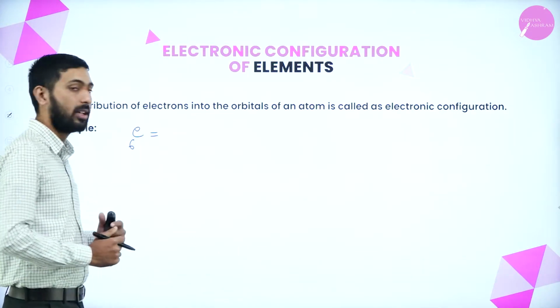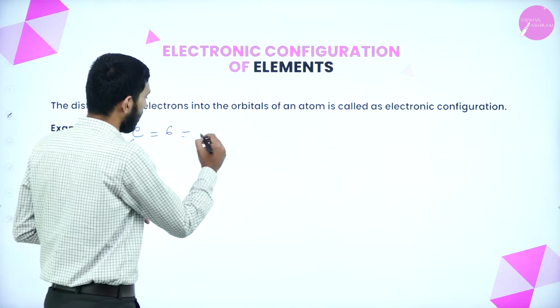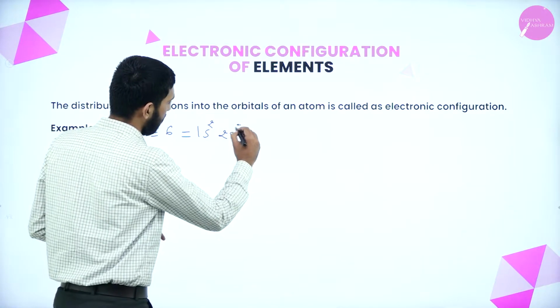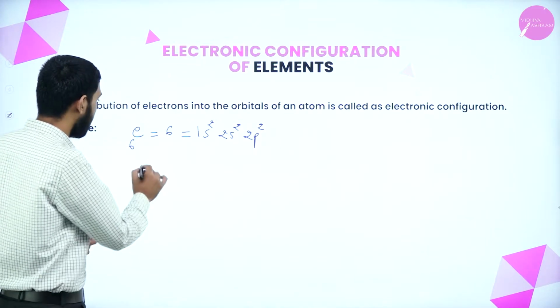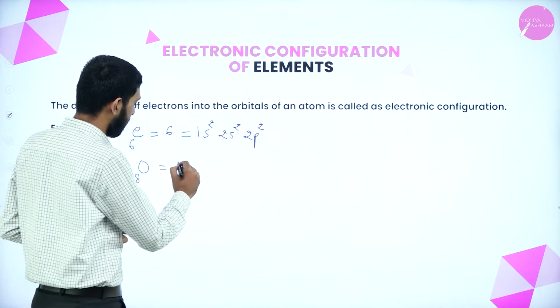Now let us study here. Carbon, its atomic number is how much? 6. So how do I have to write? 1s2, 2s2, 2p2. Okay. Next thing is oxygen. Its atomic number is 8. How do we have to write?